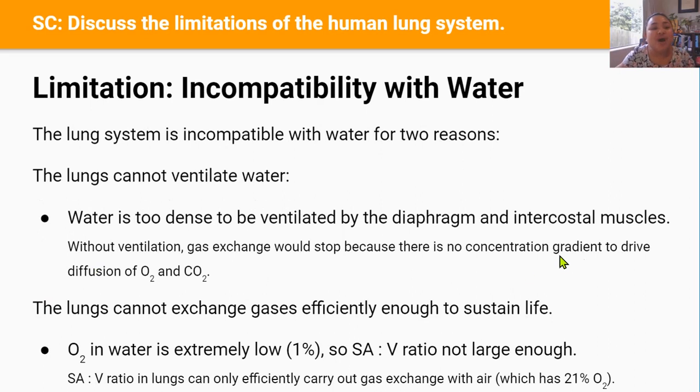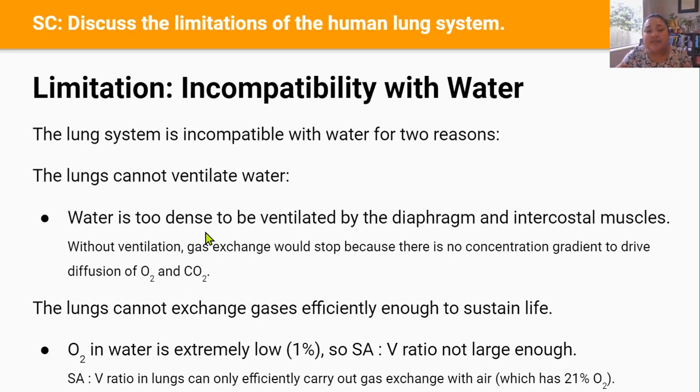So one of the most obvious limitations of the lung system is that it can't be used to breathe underwater. So this means the lungs can't ventilate water. And why? Well, remember that water is dense, and in fact, it's too dense to be ventilated by the diaphragm and intercostal muscles. And if there's no ventilation, gas exchange would stop because there's no concentration gradient to drive diffusion of carbon dioxide and oxygen.